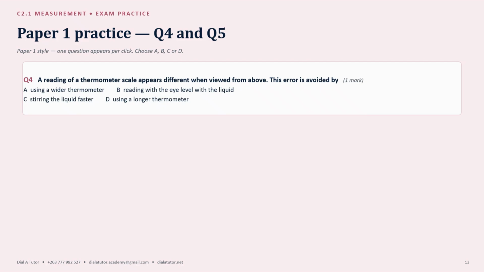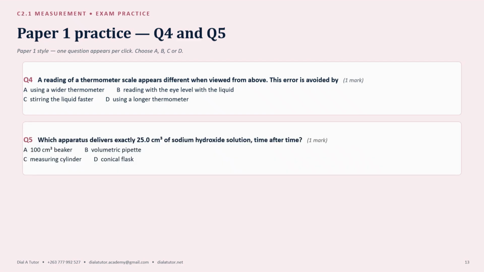Now let's go to the next question. I would also want you to pause after reading this question and answer it. Number 5. Which apparatus delivers exactly 25 cubic centimeters of sodium hydroxide solution time after time? A, 100 cubic centimeter beaker. B, volumetric pipette. C, measuring cylinder. D, conical flask. You can pause and write your answer.